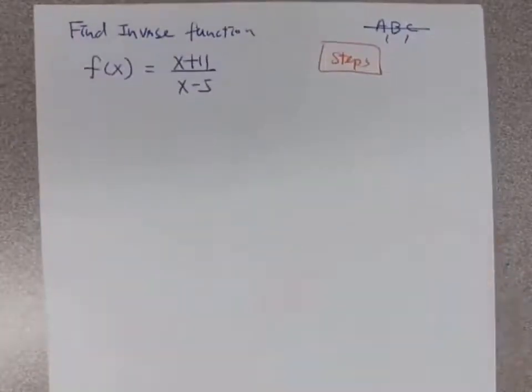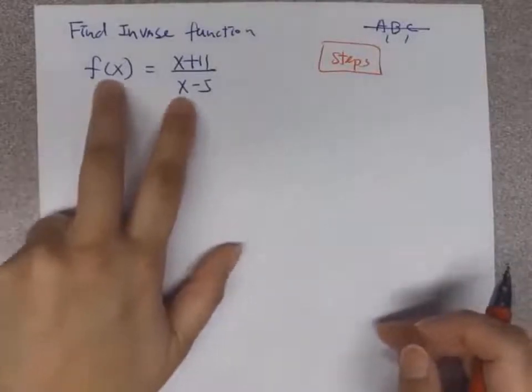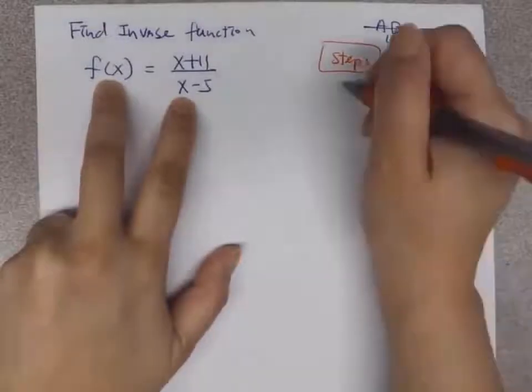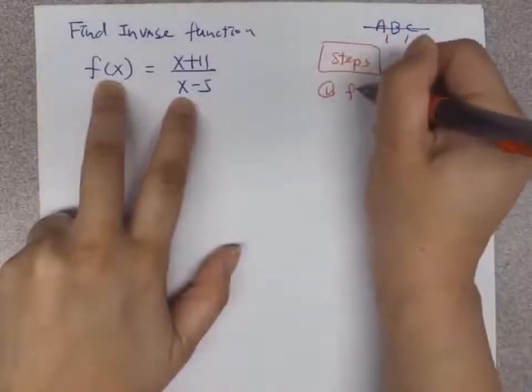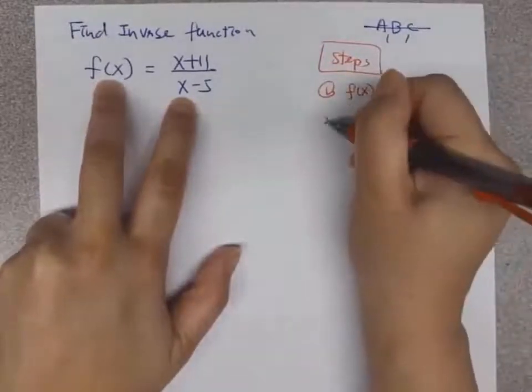Inverse basically means we are switching what? X and y at some point, right? Before we can switch x and y, right now I don't see y. So I should do what first? Change the f of x to y. So once we have y, then we can swap, right?